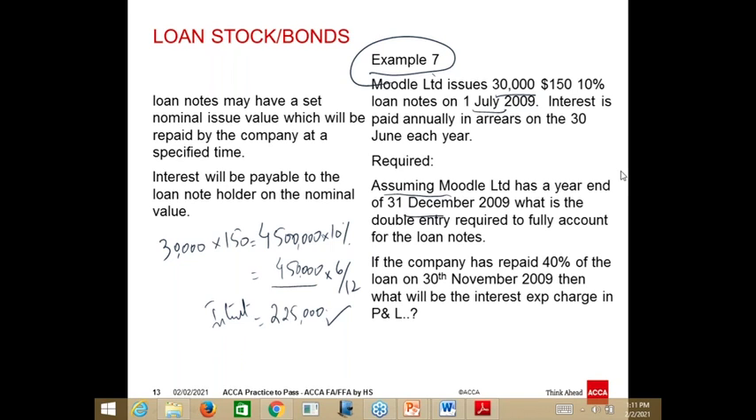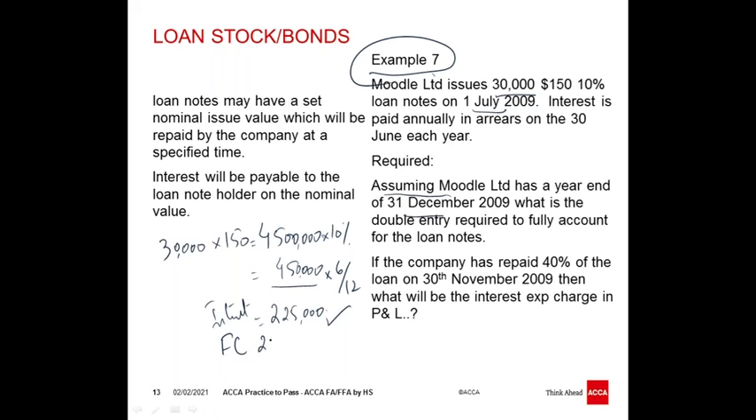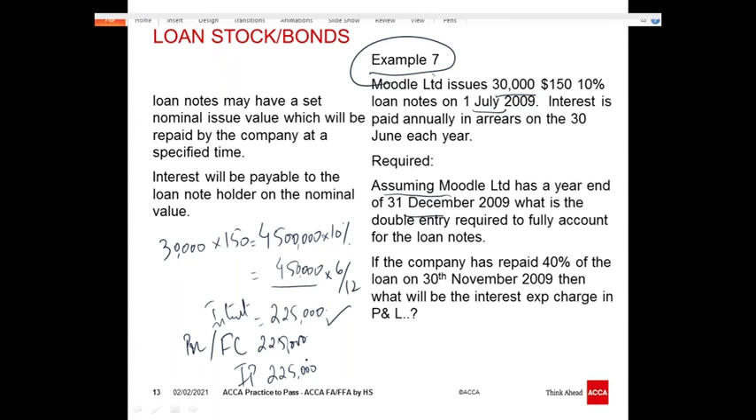Is it clear to all of you? The 40% is a separate requirement. The first requirement is to calculate the interest for the year ended. And the accounting entry will be finance cost debit 2,25,000, or you can write interest expense or P&L debit. And if the company has paid the amount, it will be cash, or if the company has not yet paid the amount, it will be interest payable. Interest expense debit and interest payable credit.